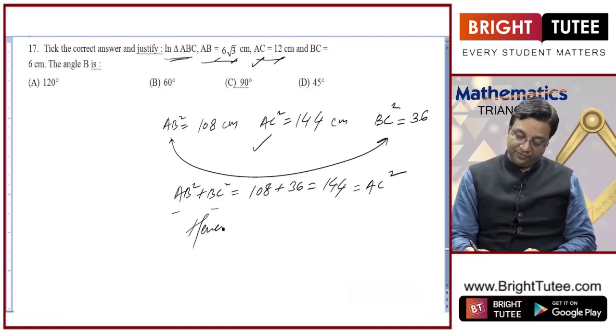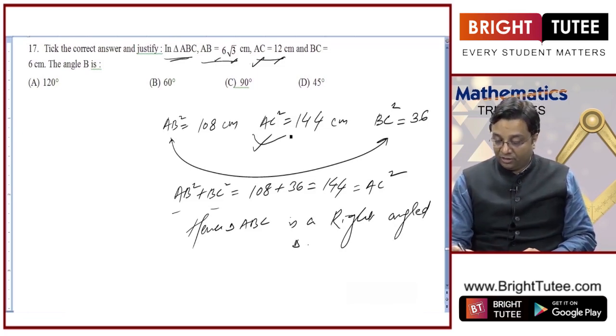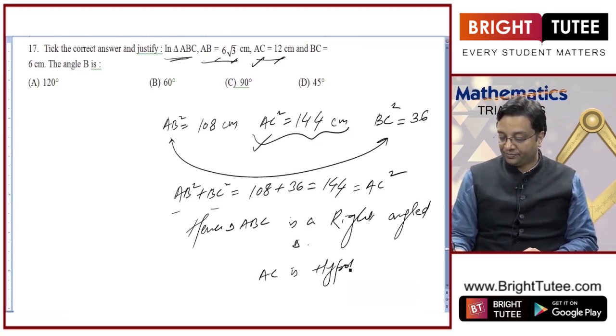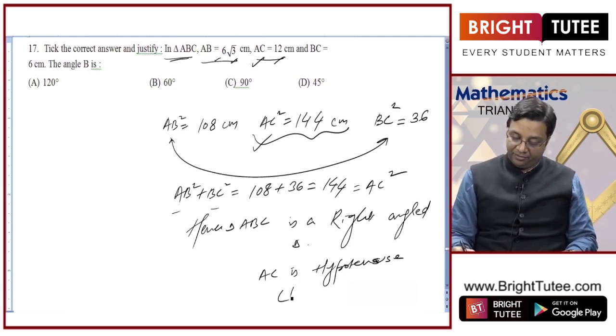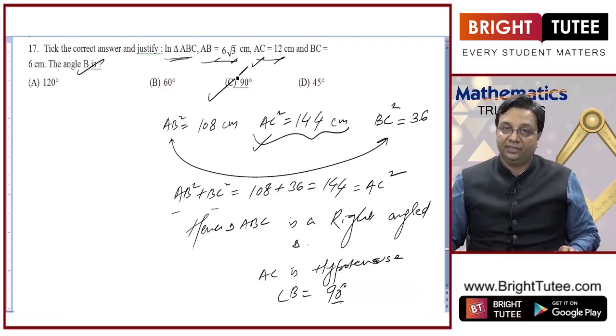Hence ABC is a right angle triangle. Now this being the longest side is the hypotenuse. So AC is the hypotenuse, and the angle opposite to AC, that is angle B, is a right angle, that is 90 degrees. So angle B is equal to 90 degrees.